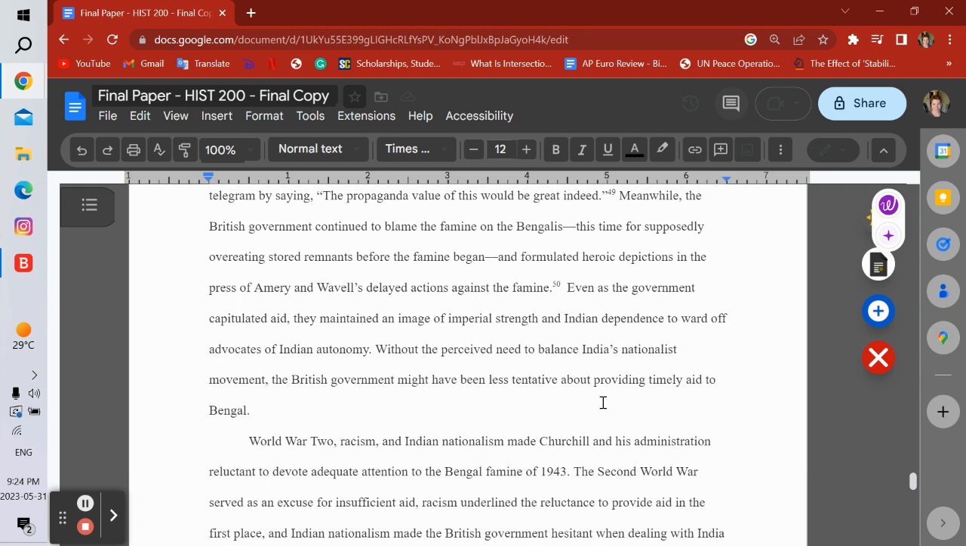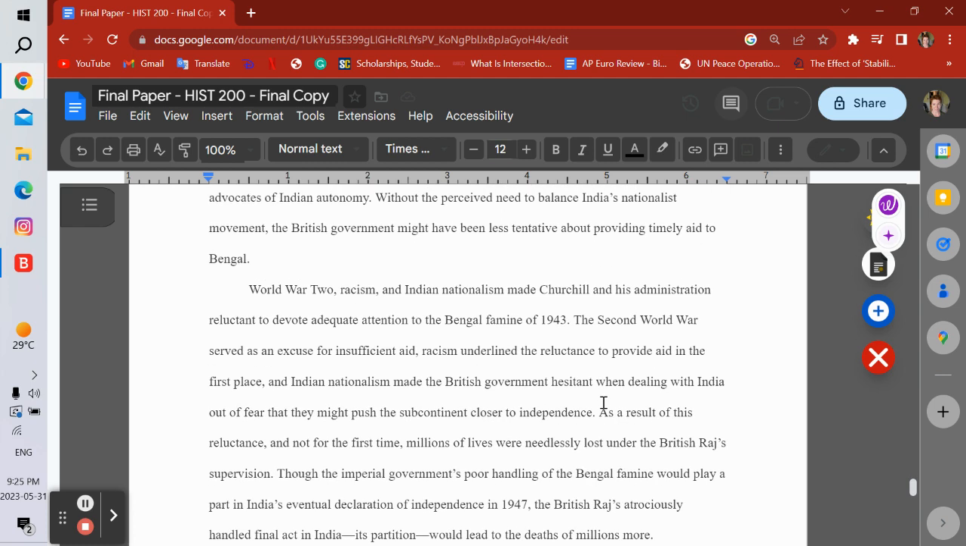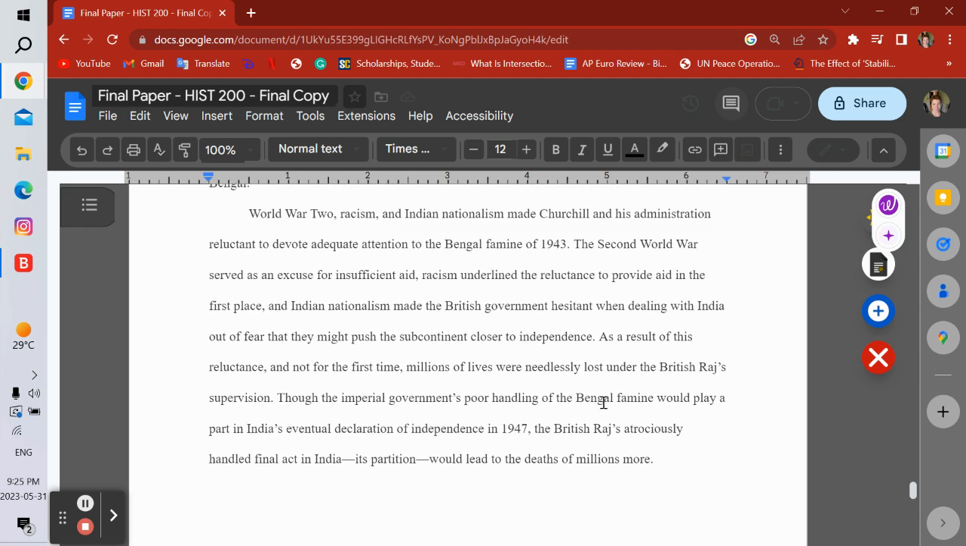Two, racism and Indian nationalism made Churchill and his administration reluctant to devote adequate attention to the Bengal famine of 1943. The Second World War served as an excuse for insufficient aid. Racism underlined the reluctance to provide aid in the first place, and Indian nationalism made the British government hesitant when dealing with India out of fear that they might push the subcontinent closer to independence. As a result of this reluctance, and not for the first time, millions of lives were needlessly lost under the British Raj's supervision.